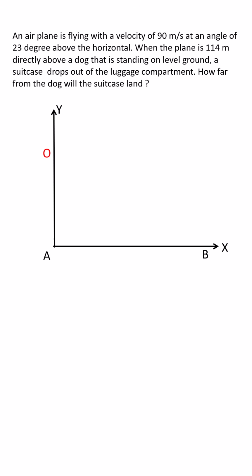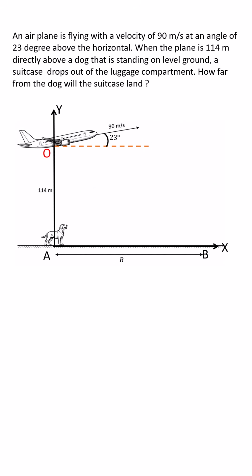Okay, there is aeroplane flying at an angle of 23 degree with horizontal at a speed of 90 meter per second above the horizontal. At the instant, the plane is 114 meter above the ground. A briefcase falls from the luggage compartment like this. Okay, reaches end point B.